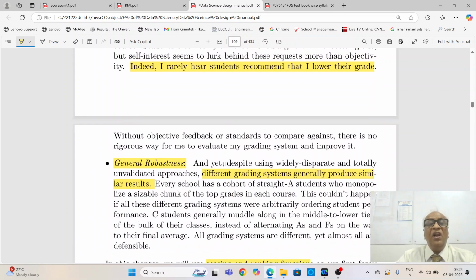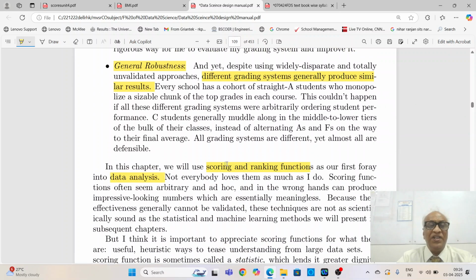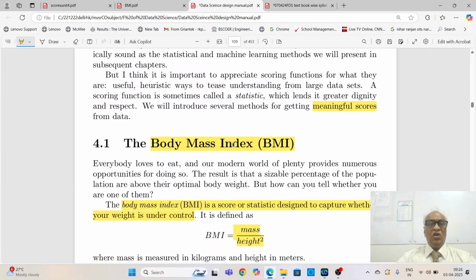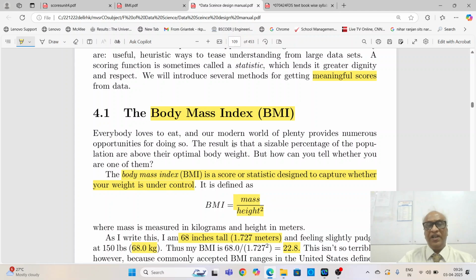But still, they have a property of general robustness, because most of the grading systems, if you compare them, will be producing similar results. So basically this unit 3 deals with discussion on scores and rankings. So let us quickly move on to the first one, the body mass index. Okay.